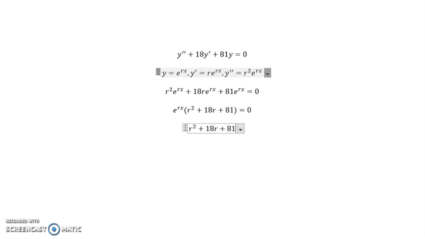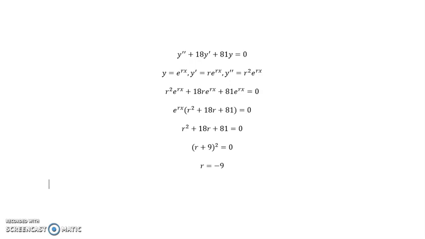And so when we factor that out, we get our characteristic equation that we can solve in order to obtain a solution for r. Now, in this case, this is a perfect square. 81 factors as 9 and 9, which add to 18. And so this is r plus 9 squared. And so we only obtain one solution, which is r equals negative 9.